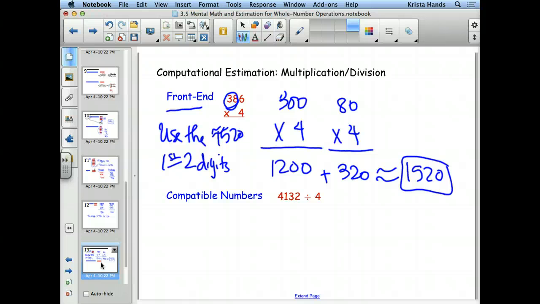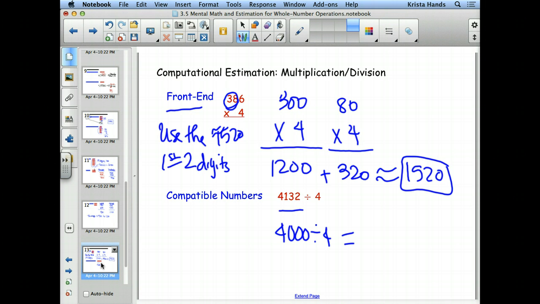All right, the last one here is about division. And it says compatible numbers. So compatible numbers is the idea of numbers that work nicely together. So what we do on this one is we take a look at the number 4132 and the number 4. And we say, okay, 4132 is not horrid. We could do the division with the number 4 here, okay. But what would it be nicer to divide it by? How could I change this number to be divided by 4 better? 4,000 would work easier, wouldn't it?